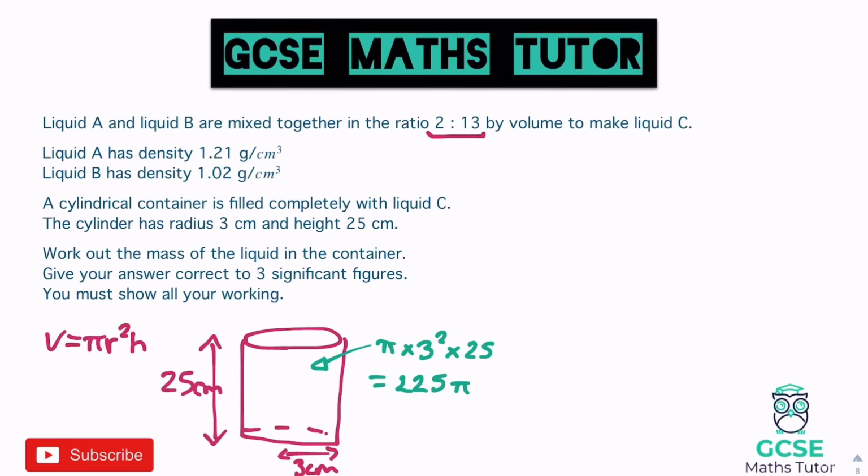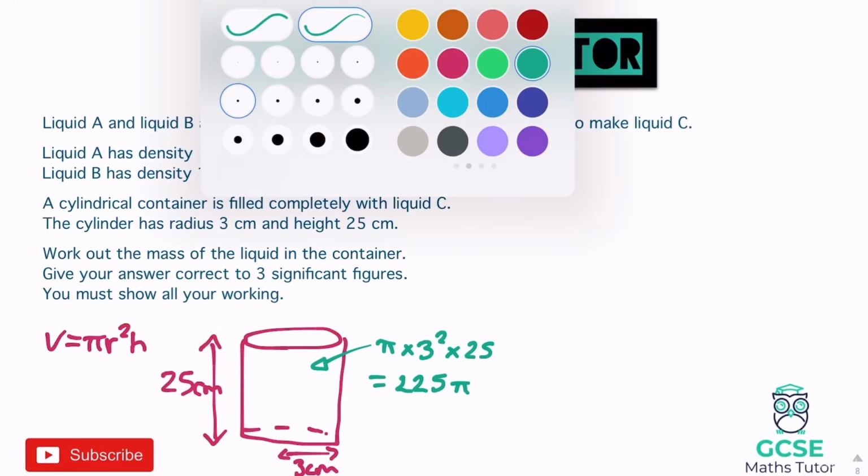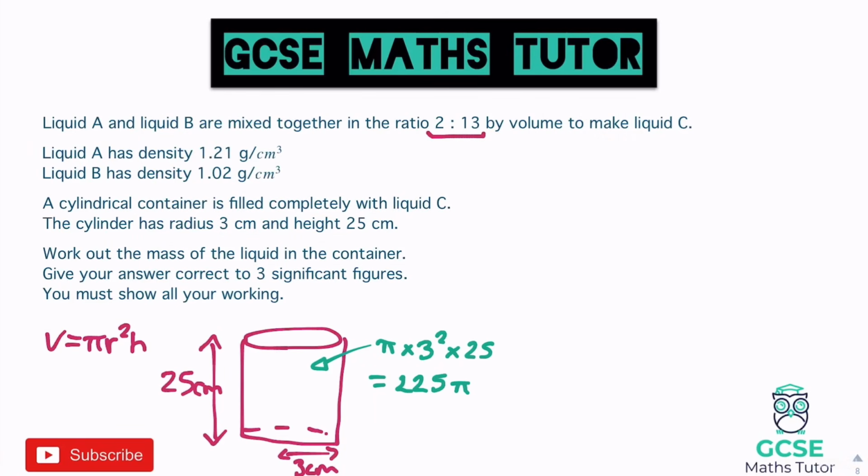Now you can turn that into a decimal if you want, but I just think for the purpose of this, and to make sure we don't get any rounding errors, it's actually easier for me to leave that in terms of pi. Certainly don't feel like you have to, but it's just going to make it a little bit easier as we go along just to leave it in terms of pi. So there we go, there's my volume in terms of pi.